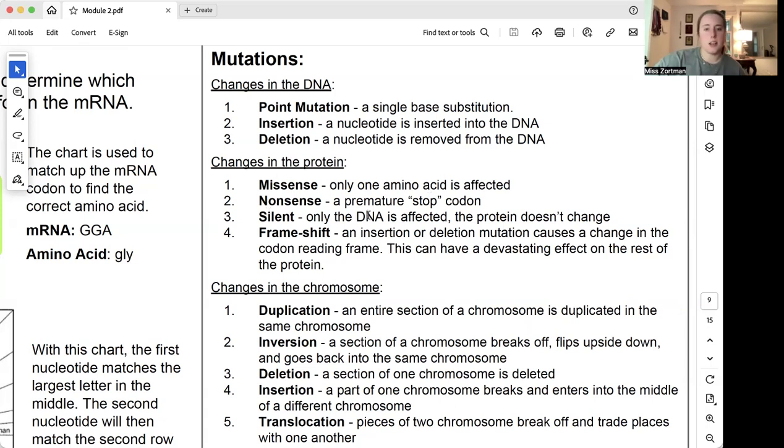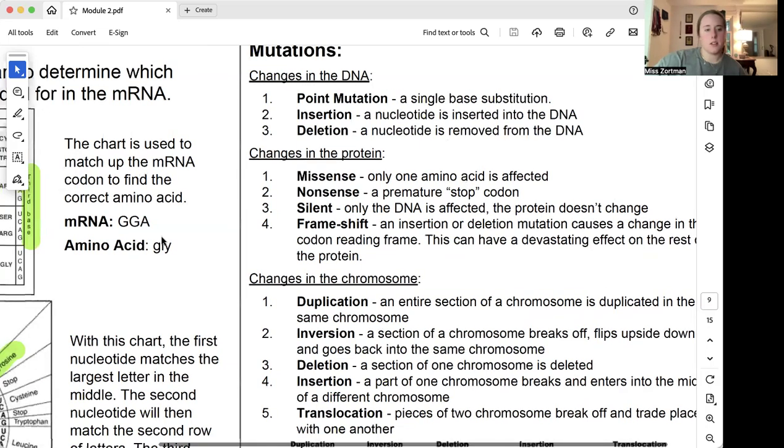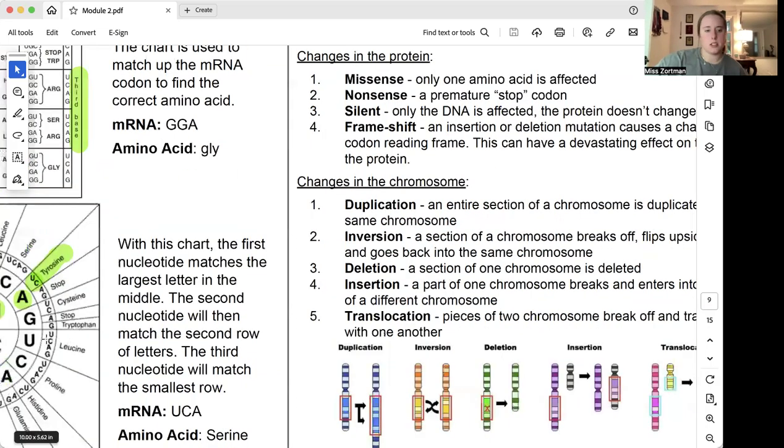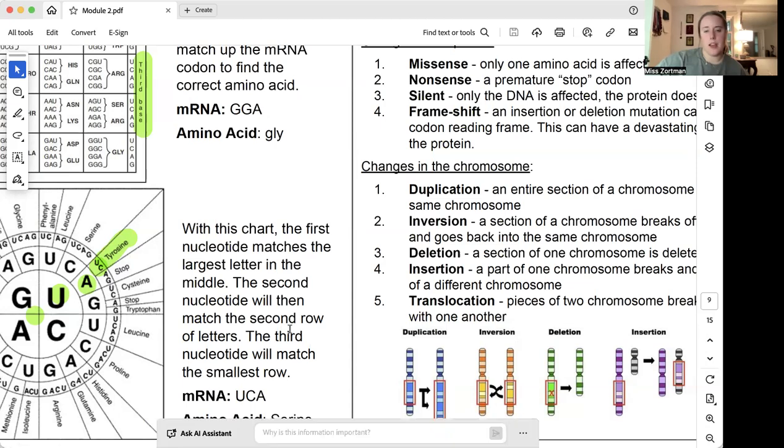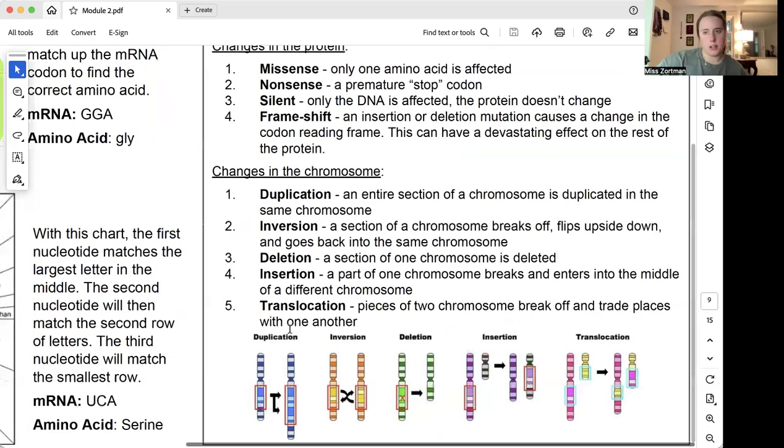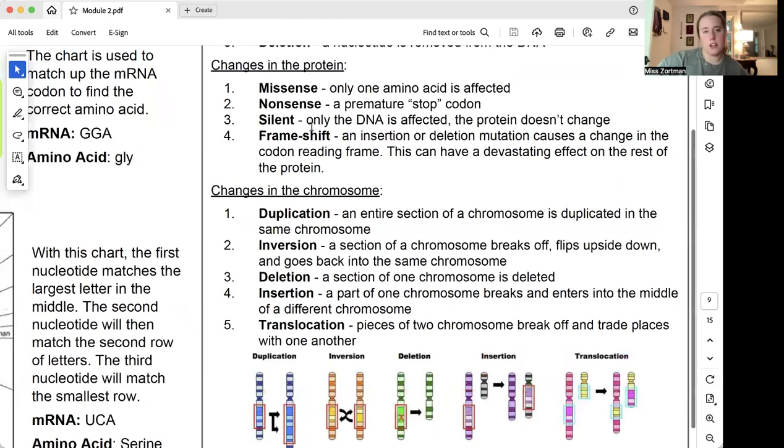A silent mutation is basically where nothing changes in the protein. So even though the DNA was affected, sometimes the codons are similar. So you can see here, CUU and CUA both give you leucine. So if the mutation occurred in that way, it would just give you the same thing anyways. So it's silent. Frame shift is really bad. When you're inserting or deleting entire sequences, it's going to mess up every amino acid after the change.